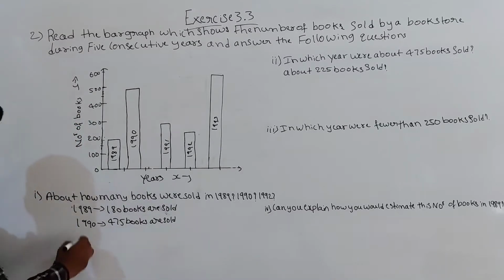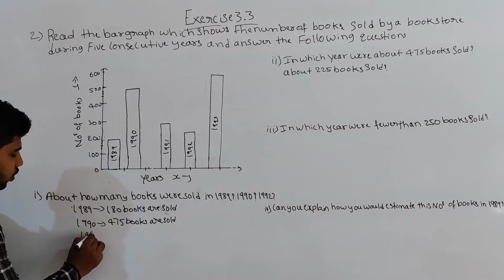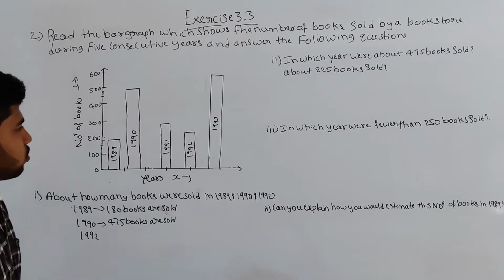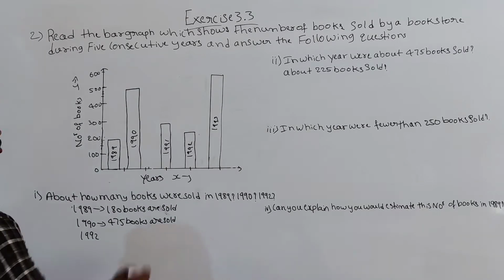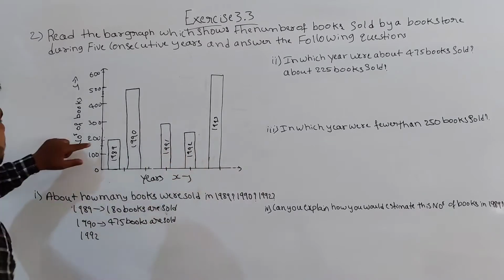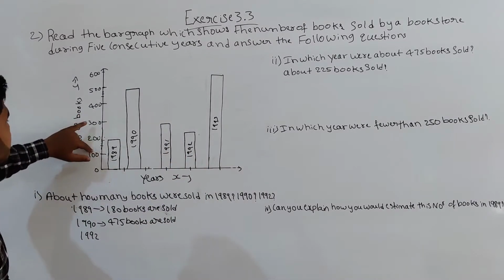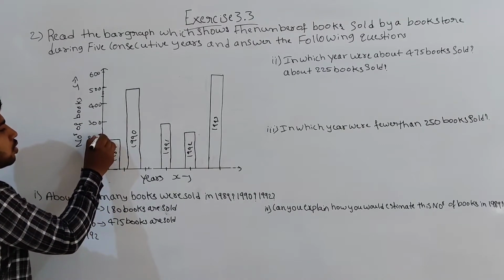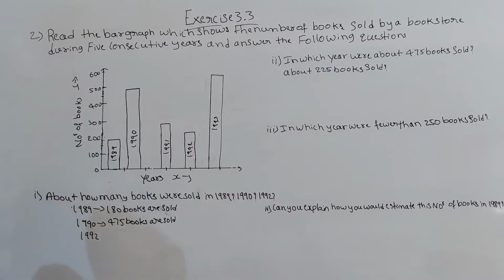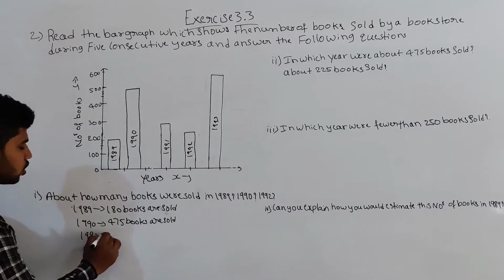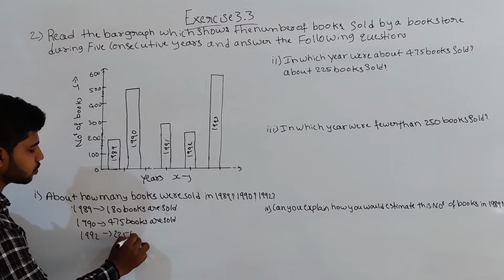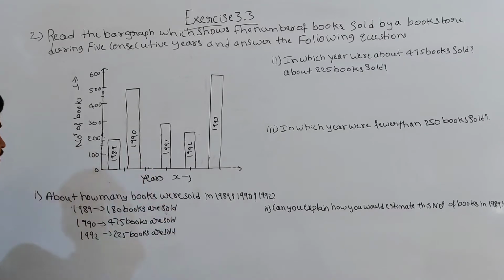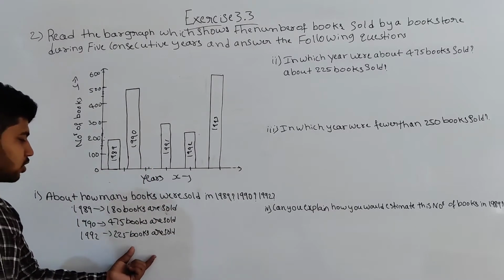Coming to the year 1992, in the year 1992, how many books are sold? They asked the question. In the year 1992, you will get the graph in between 200 and 300. You will get 200, 210, 220, 225. You will get 225. In the year 1992, 225 books are sold.